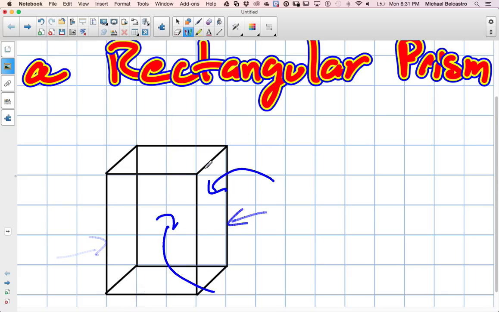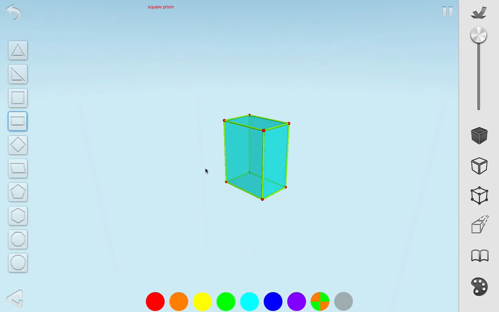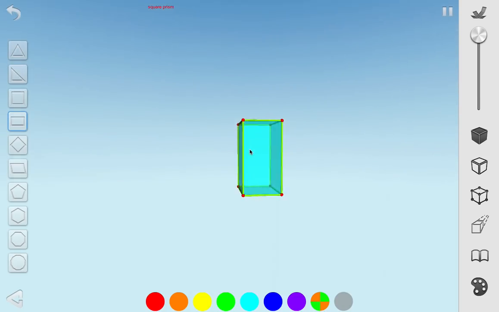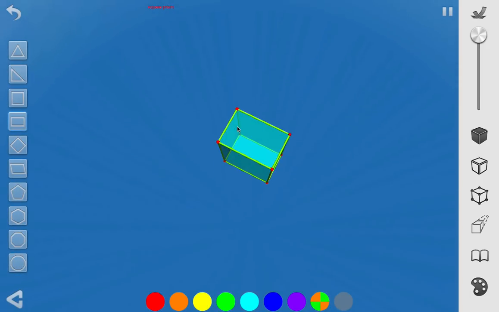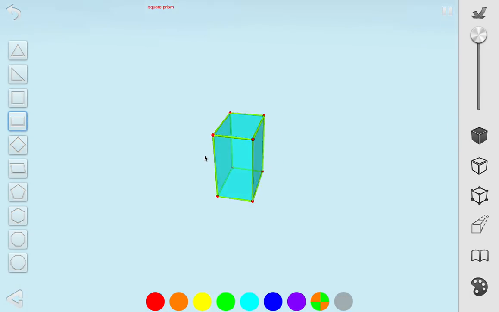So let's go into a program. We're going to try to find all the faces. So here's our little program. Okay, so here is our rectangular prism. And you can see that I can maybe call that one of the faces, or I can call the other side the face. What we're going to do is color them, so that we can really define what they're all going to be.